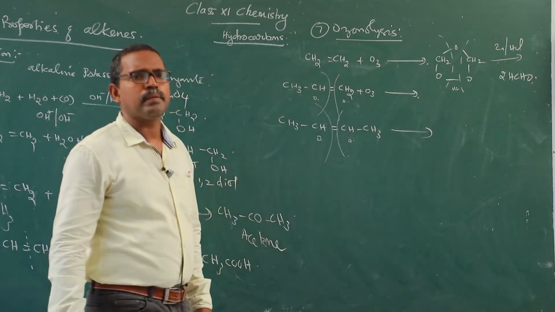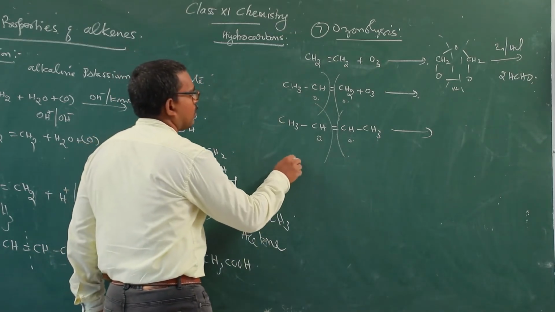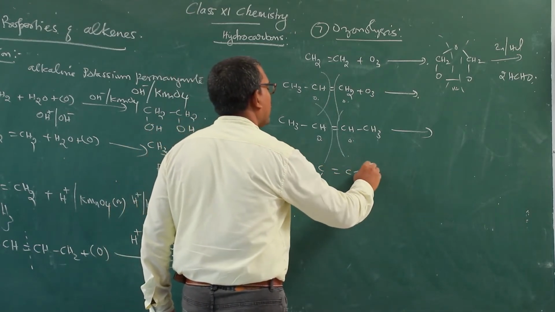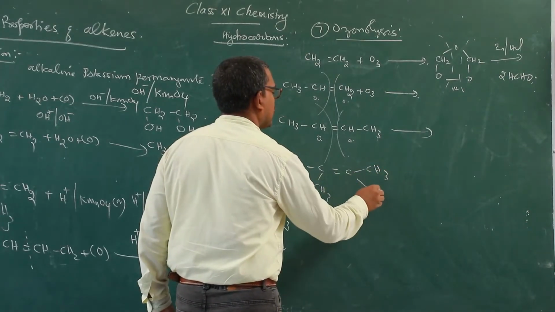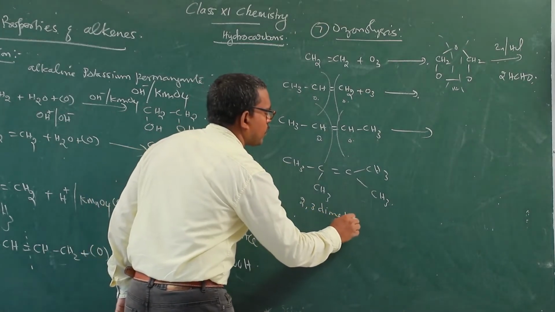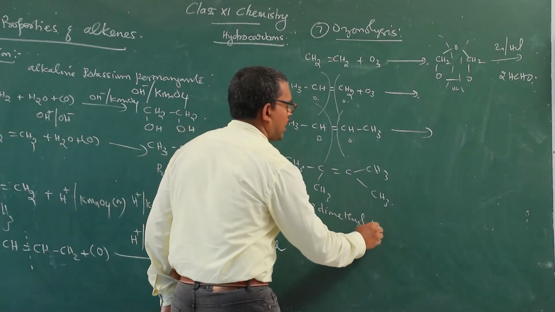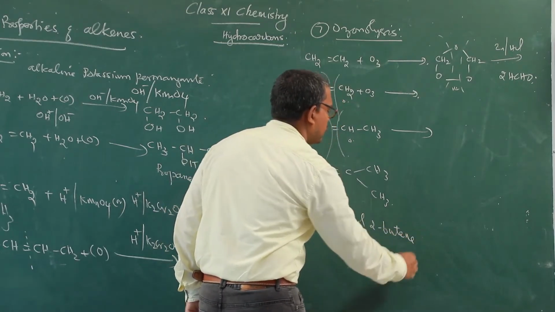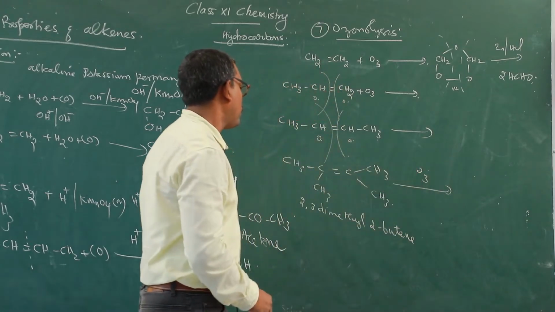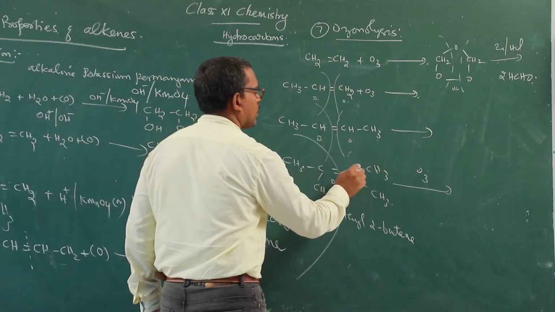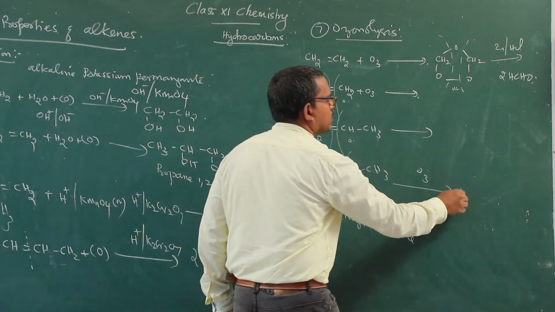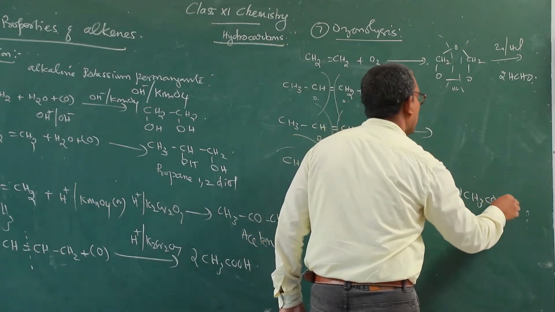If you want to prepare ketones, take CH3, CH3, double bond, CH3, CH3, that is 2,3-dimethyl-2-butene. 2,3-dimethyl-2-butene on ozonolysis gives, here an oxygen, here an oxygen, CH3CO, CH3, CH3CO, CH3, two molecules of acetone as the product.